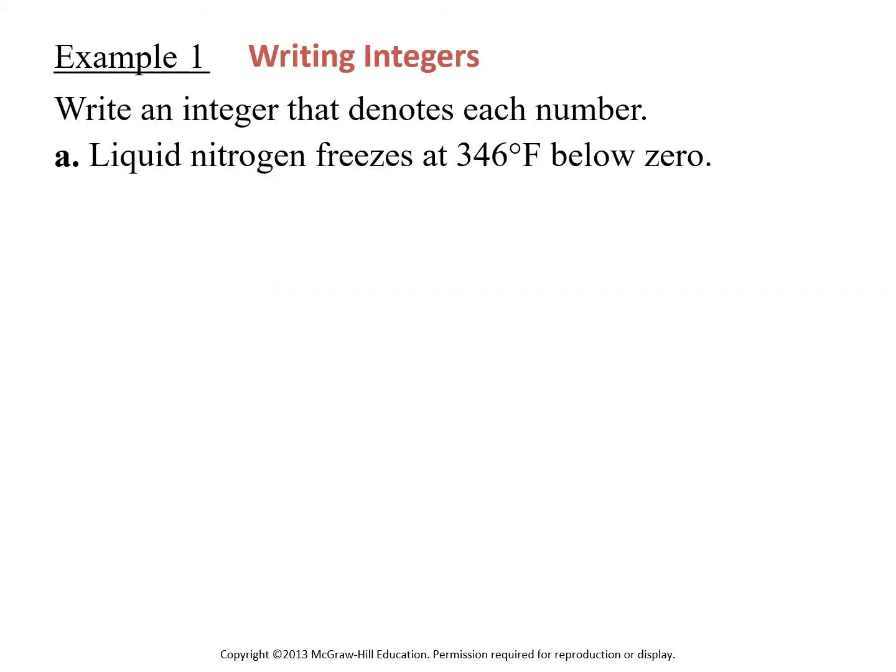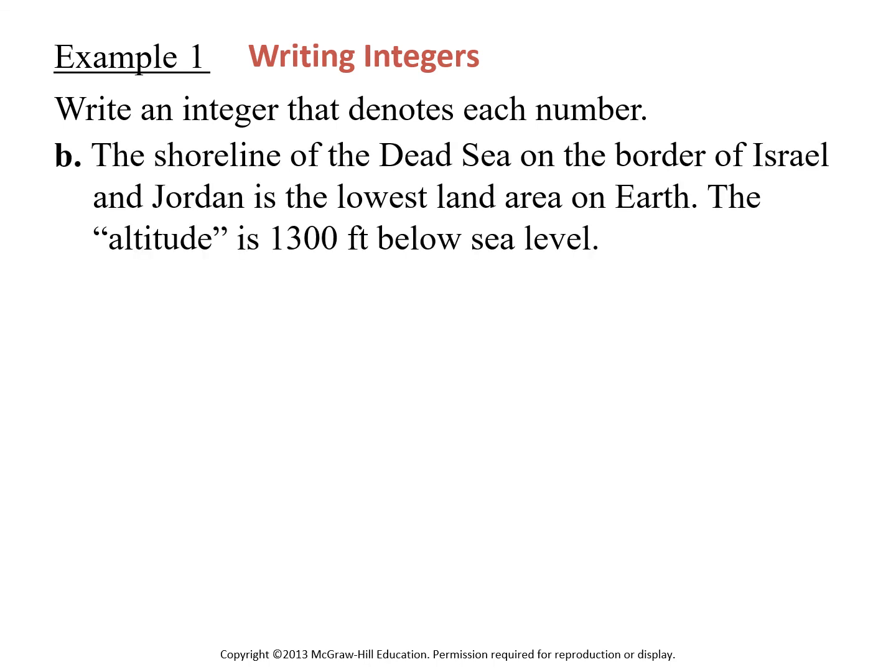So if we write an integer that denotes liquid nitrogen freezes at 346 degrees below 0, that would be negative 346 degrees Fahrenheit. And you can say negative or you can say minus 346 degrees. It is the same thing. The shoreline of the Dead Sea on the border of Israel and Jordan is the lowest land area on Earth. The altitude is 1,300 feet below sea level, and that would be written negative 1,300 feet or minus 1,300 feet.